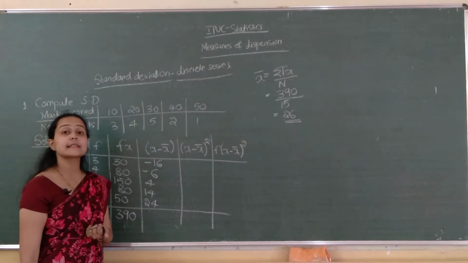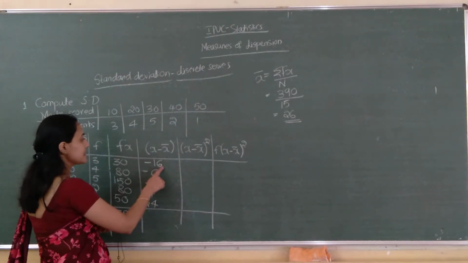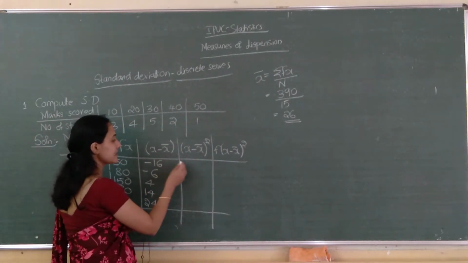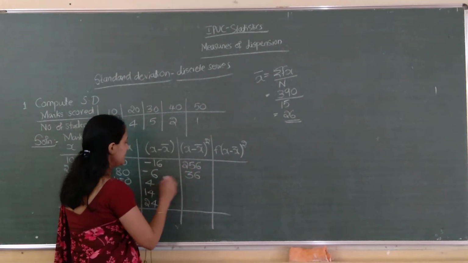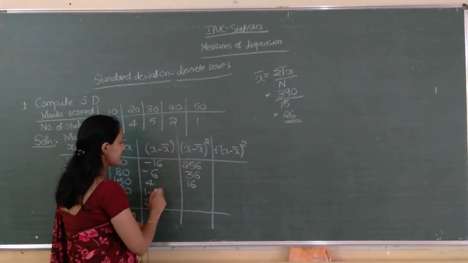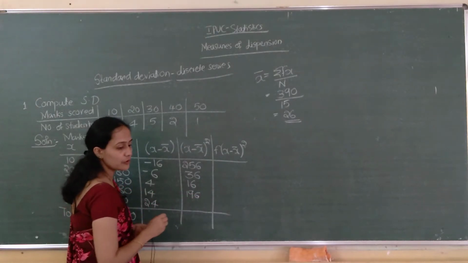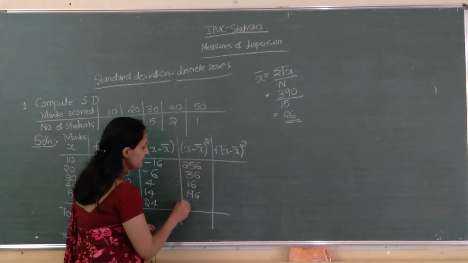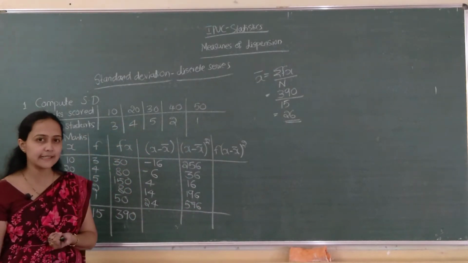Correct? Next, x minus x bar the whole square. So, this square: minus 16 square is 256. 6 6s are 36. 4 4s are 16. 14 14s are 196. 24 into 24 is 576. Correct? This much is clear?